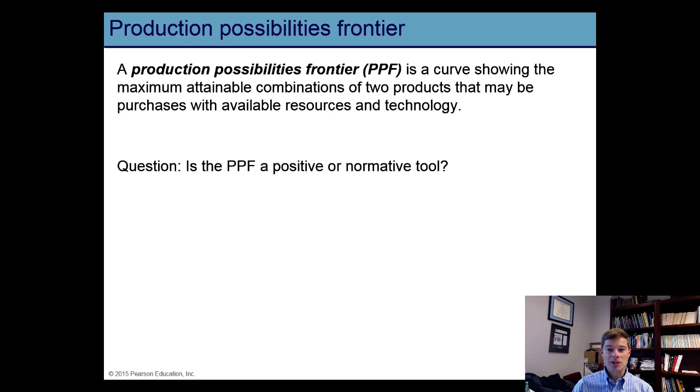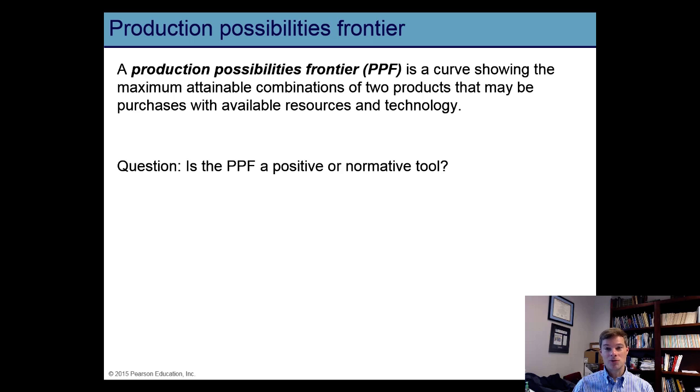Today we're going to be talking about production possibilities frontiers. A production possibilities frontier is a curve on a graph, and it shows us how much can be produced using resources or inputs. We're going to be looking at a graph with an x-axis and a y-axis, and the production possibilities frontier will show us the maximum amount of two goods that can be produced.